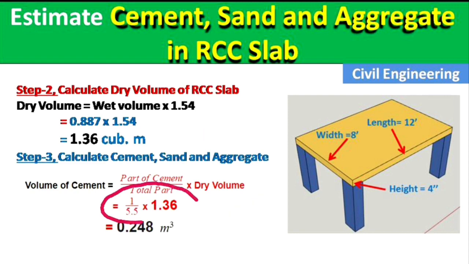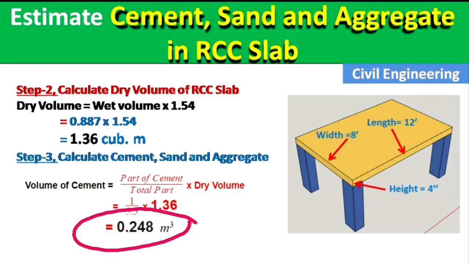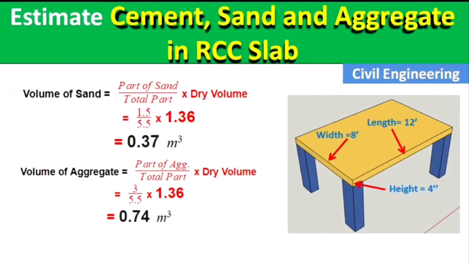After calculating all these values, we will get 0.248 meter cube. Guys, we have calculated the volume of cement. Now let us go to the calculation of the volume of sand.